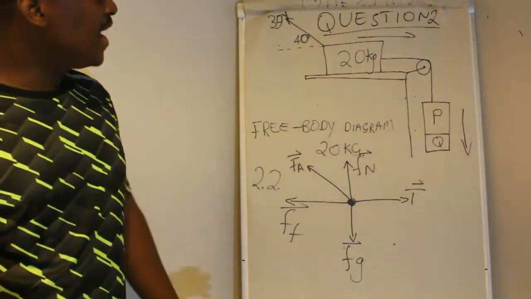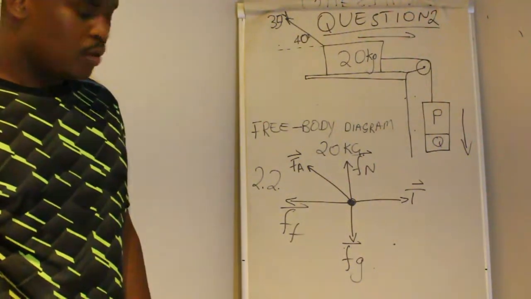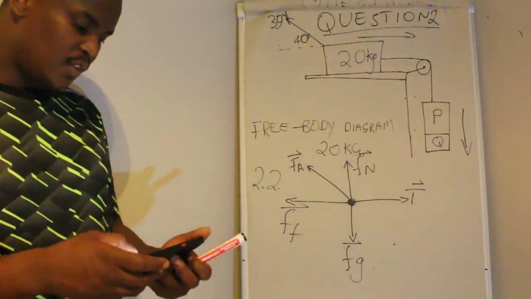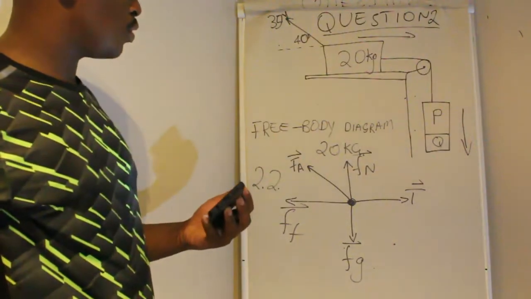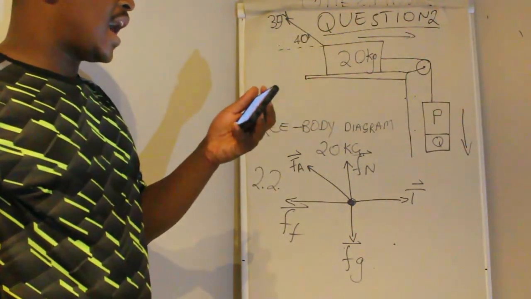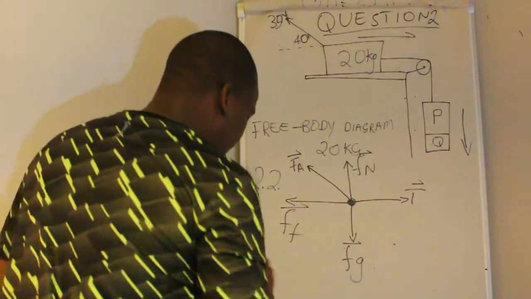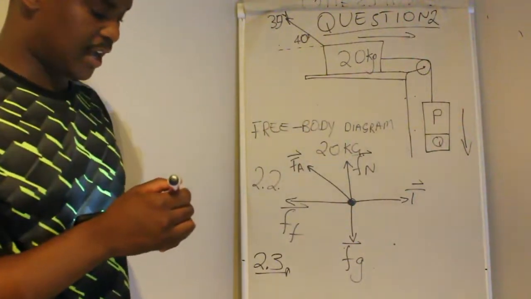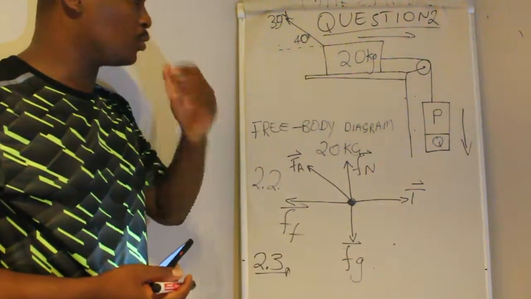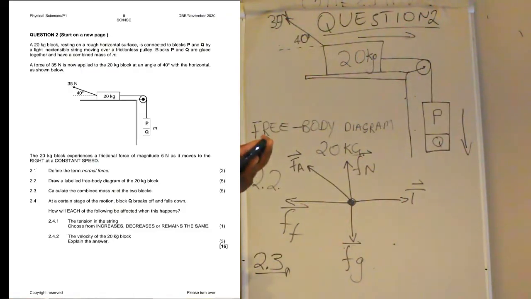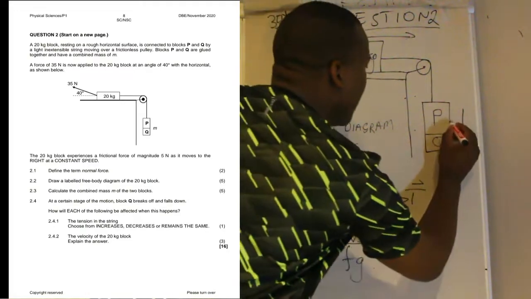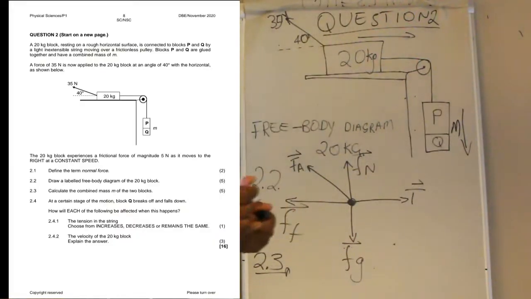So now, let's go to question 2.3. They are saying calculate. I'm not going to continue on this slide, but I have information that I need from this diagram. That's why I'm not going to write anything here. I'm going to write it on the next page. Question 2.3. Calculate the combined mass of the two blocks. So they want us to calculate the combined mass M of blocks P and Q.